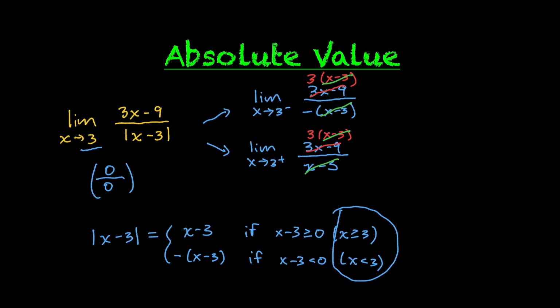But these answers go to two different things. On the top one, as x goes to 3 from the left, we'll have 3 over negative 1, which is negative 3. And on the bottom one, as x goes to 3 from the right, we'll have 3 over positive 1, so positive 3. And again, remember when the two sides go to two different values, overall, we say that the limit does not exist.